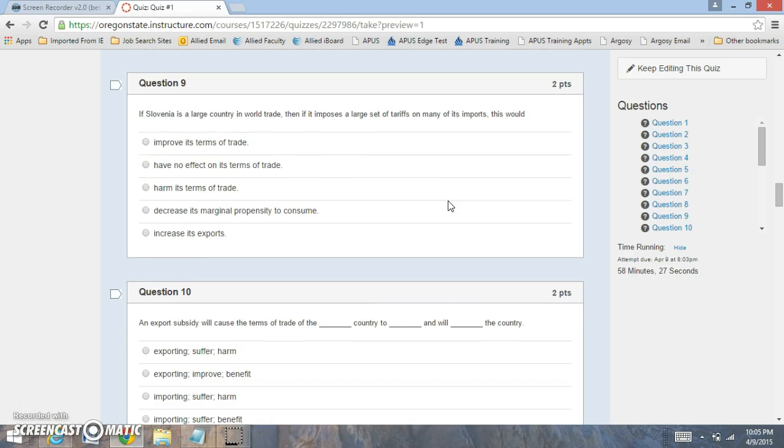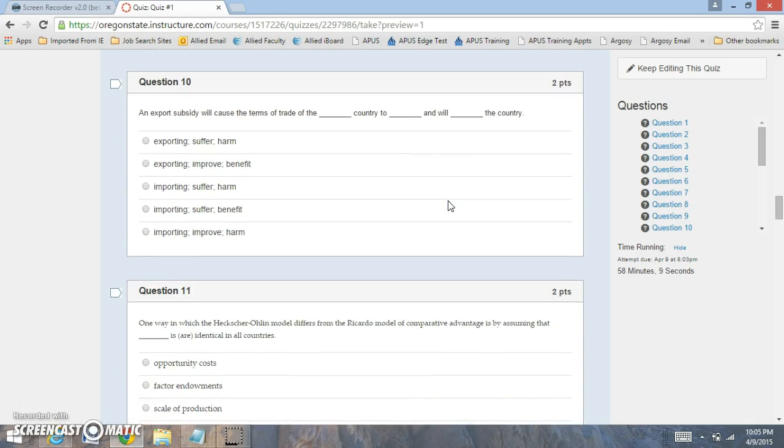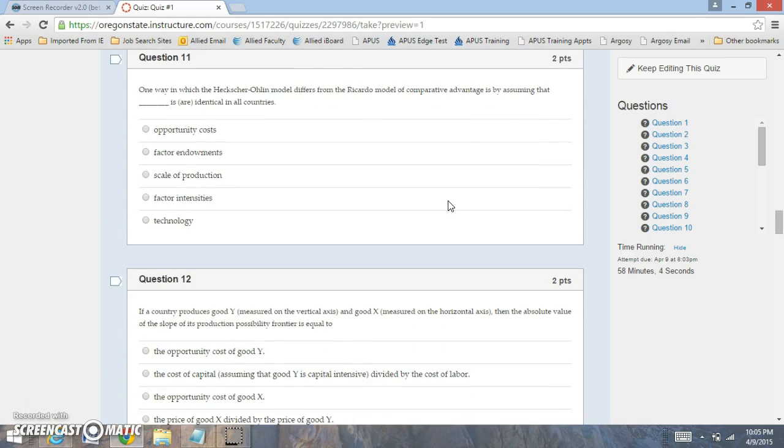Question 9 is looking at Slovenia, a large country in world trade, and it imposes a large set of tariffs on many of its imports. What will happen to its role of trade? You notice when there's a large set of tariffs, imports will slow down a little bit. Question 10 is going to deal with an export subsidy. Question 11 is looking at the differences in the HO and Ricardian models, and what does it assume in these 2 models.